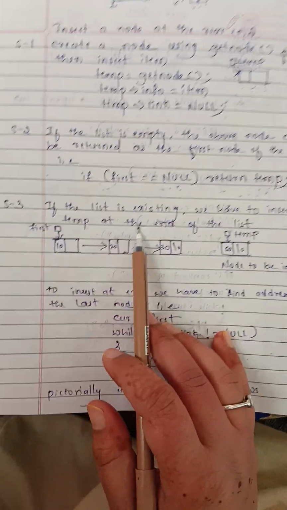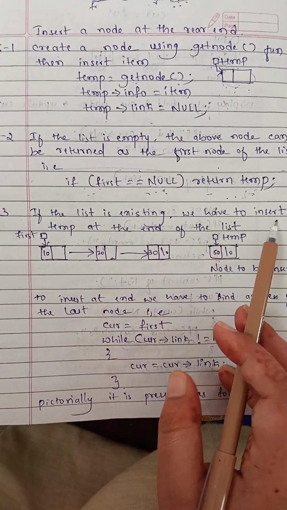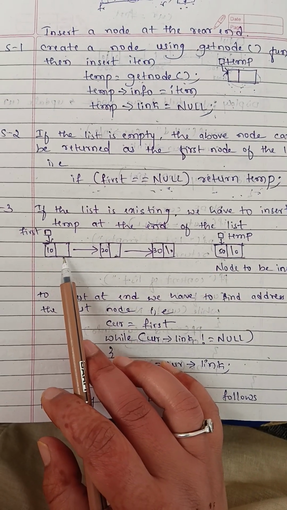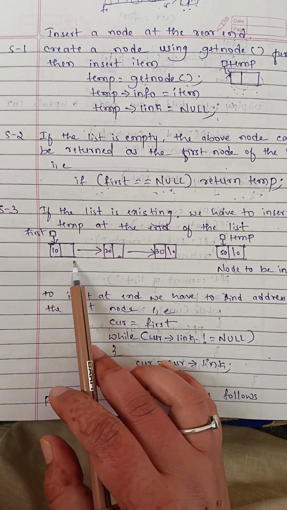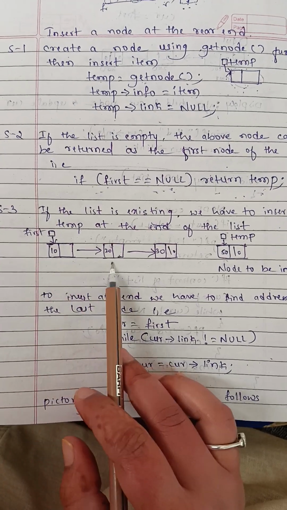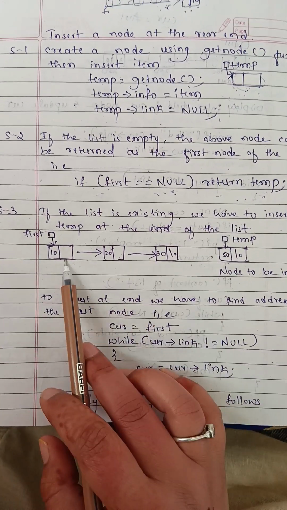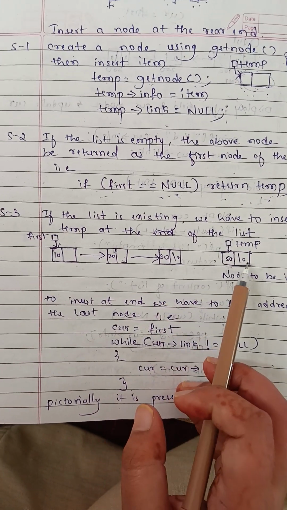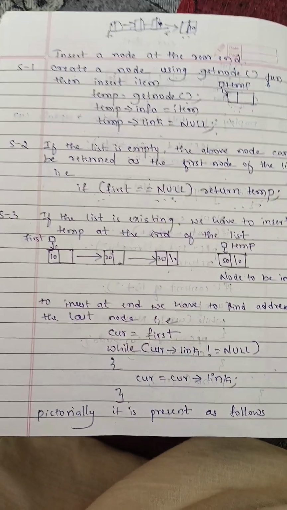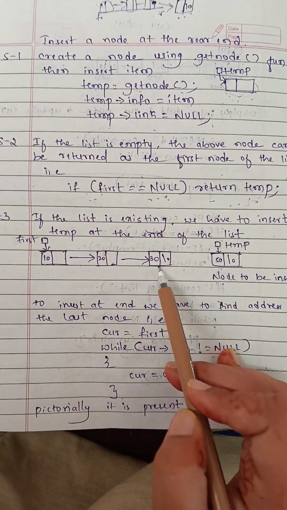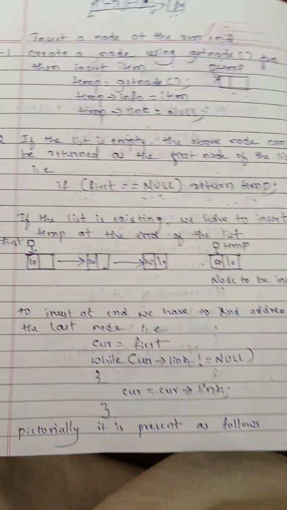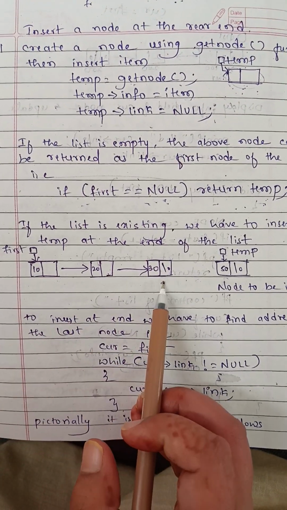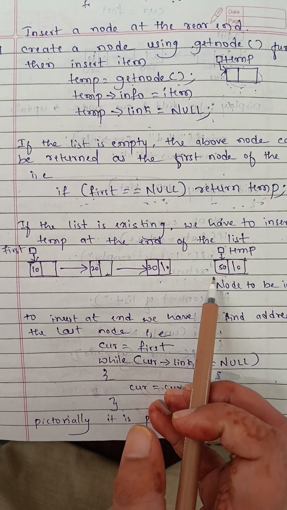If the list is existing, what happens? If the list is existing, we have to insert temp at the end of the list. Here the list is existing, that is, the first variable is holding the address of the first node. You already have the values 10, 20 and 30 in each node. Nodes 1, 2, 3 are already existing in your list, and you have to insert this node. What condition do you have to check here? You have to move from this to this to this, and again connect this one to this.